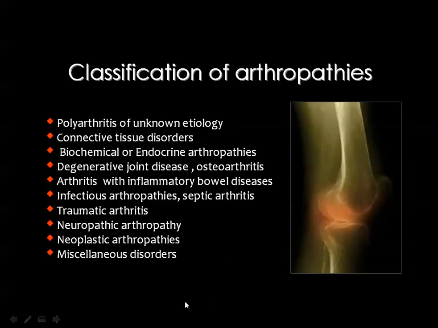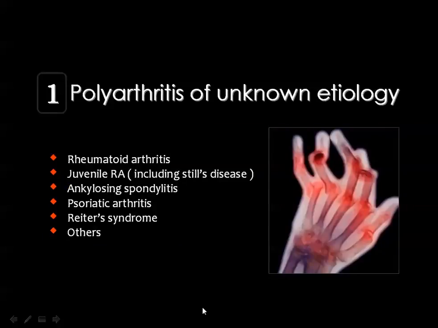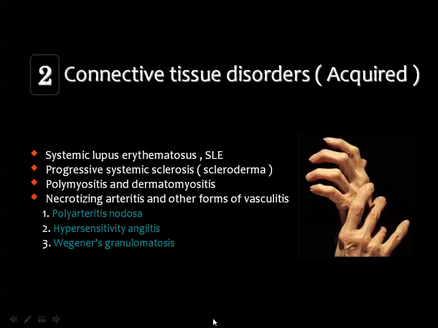Under each of these items, there are a lot of subdivisions, and in cases of polyarthritis of unknown etiology, there are rheumatoid arthritis, juvenile rheumatoid arthritis, including Still's disease, ankylosing spondylitis, psoriatic arthritis, Reiter syndrome, and some other issues. The connective tissue disorders will include the systemic lupus erythematosus, progressive systemic sclerosis or scleroderma, polymyositis and dermatomyositis, necrotizing arthritis, and other forms of vasculitis, including polyarthritis nodosa, hypersensitivity angiitis, and Wagner's granulomatosis.